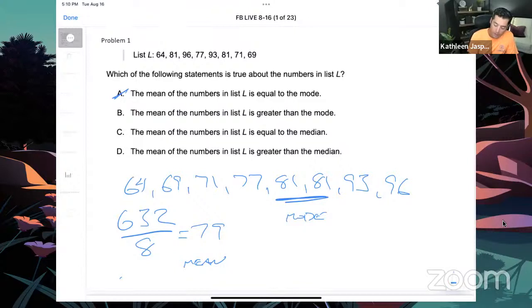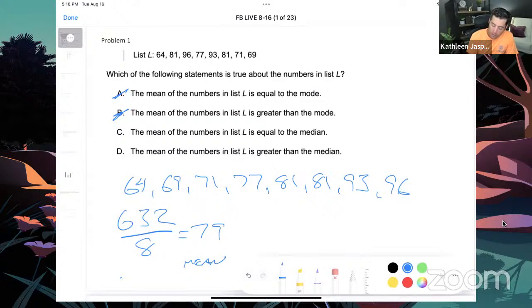The mean of the numbers in list L is greater than the mode. Well, the mean is 79, mode is 81. Nope, not going to work. The mean of the numbers in list L is equal to the median. Okay, now I've got the median. Well, how do we find the median? Because the mode is gone. I've already taken care of that.